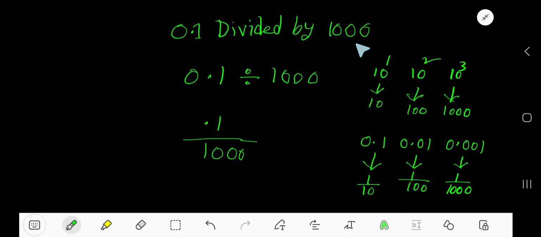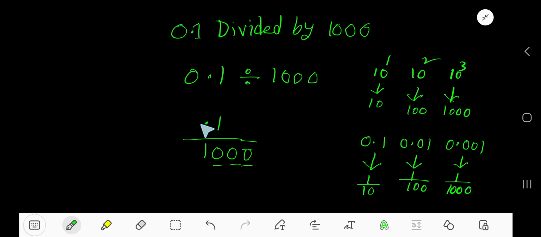0.1 divided by 1000. In 1000 we have 1230, right? And this number is a power of 10. 10 to the power 3 means 1000. So to divide, you need to move the decimal. How many places? Equal to the number of 0s in the power of 10.